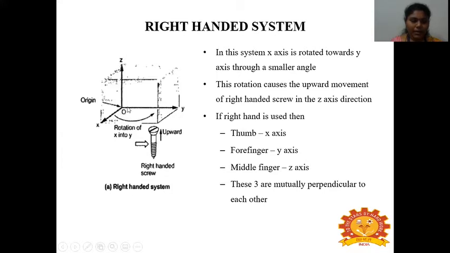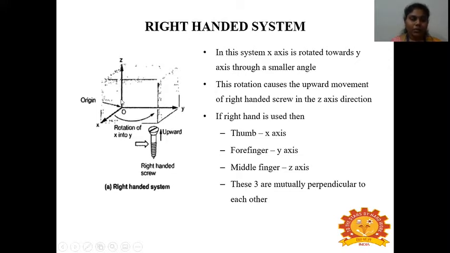Already it is at 90 degrees, so the angle will vary if we rotate the x-axis towards the y-axis. This rotation causes an upward movement. Consider a screw. Imagine that we rotate the screw in an anti-clockwise direction. What will happen? Automatically the screw will move in the upward direction. So this rotation causes the upward movement of a right-handed screw in the z-axis direction.